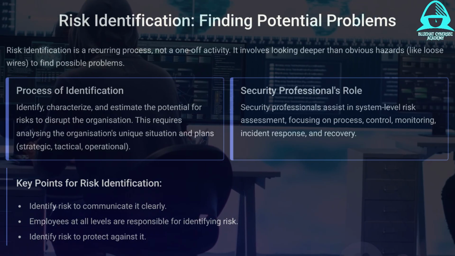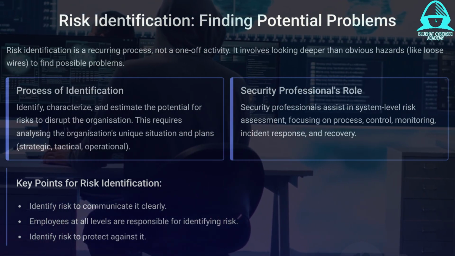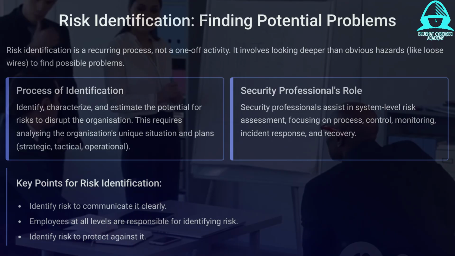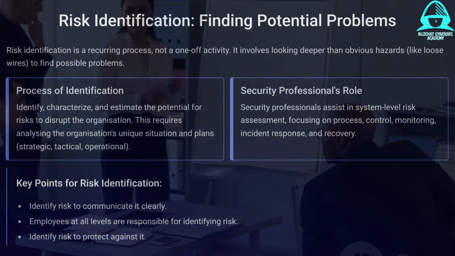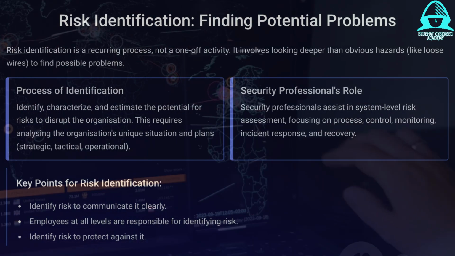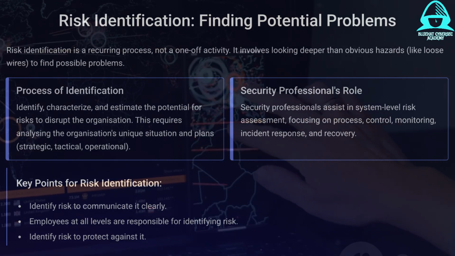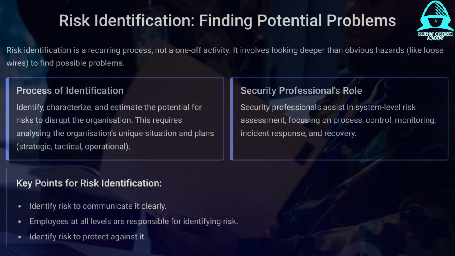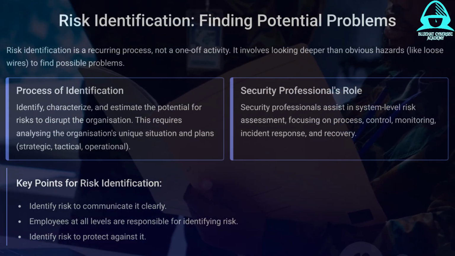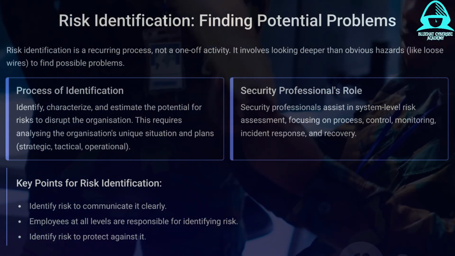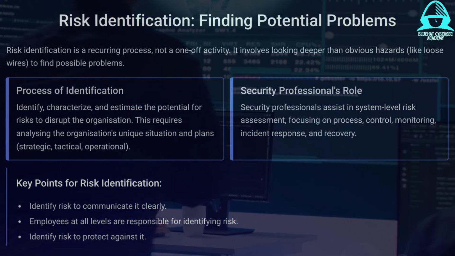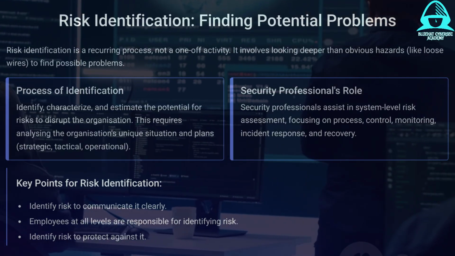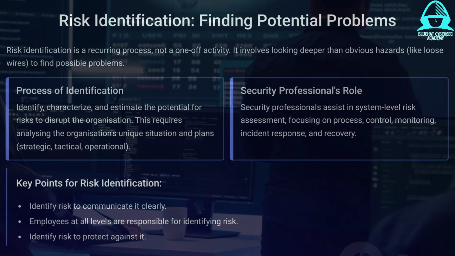In the world of cyber, identifying risks is not a one-and-done activity. It's actually a recurring process of identifying different possible risks, characterizing them, and then estimating their potential for disrupting the organization. This involves looking at the organization and analyzing its unique situation. Security professionals know their organization's strategic, tactical, and operational plans. Security professionals are likely to assist in risk assessment at a system level, focusing on process, control, monitoring, or incident response and recovery.